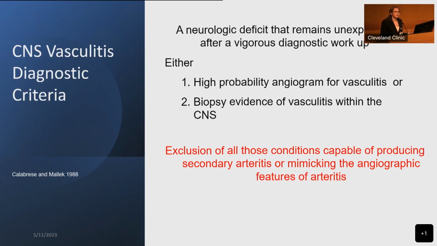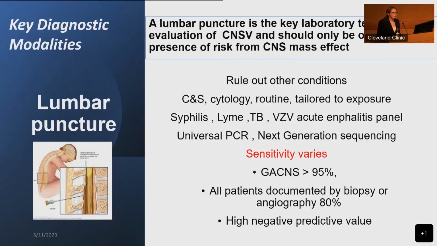So these criteria remain the basis of our diagnostic workup in CNS vasculitis. And I'll share with you how we can demonstrate there is a neuroinflammatory process in the brain. Your CSF is really, really important, and you should not omit an LP to get CSF unless there is a contraindication to do so.